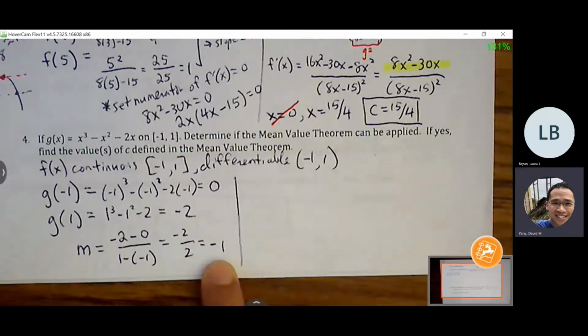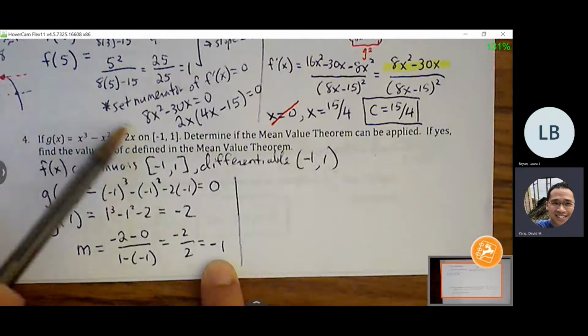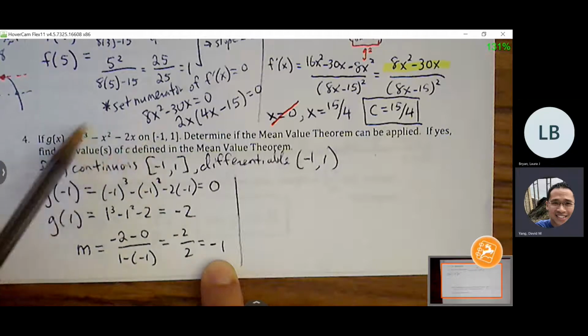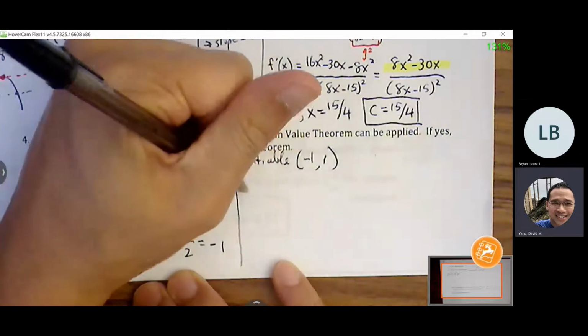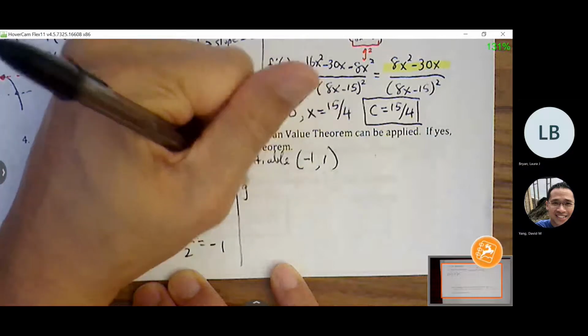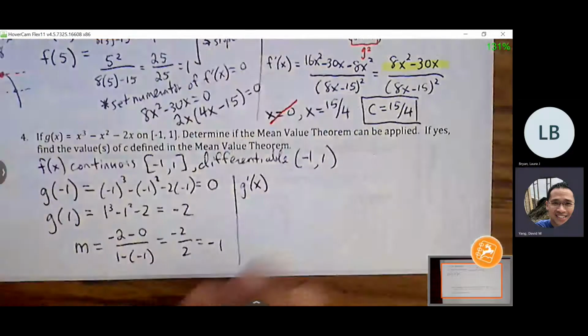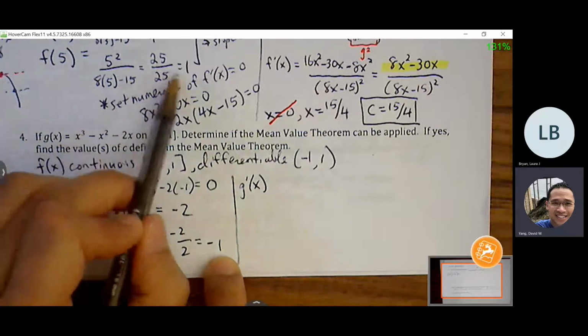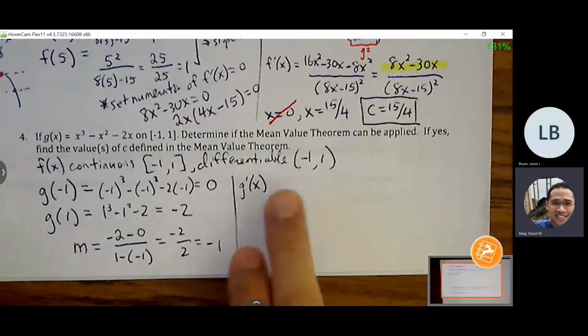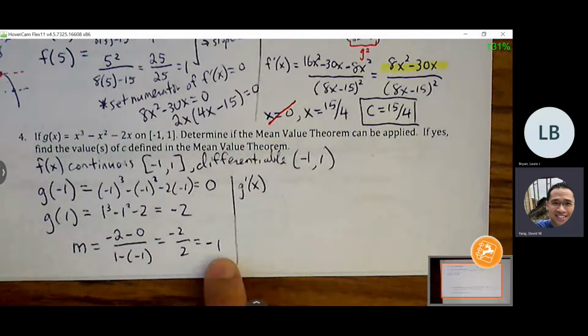Now that we have our slope, we're going to move on to our derivative because we know we're going to set the derivative equal to 0. Sorry, not 0. Set the derivative equal to our slope. Sorry, 0 is for Rolle's theorem. We're always setting the derivative equal to the slope that we've gathered for mean value theorem, which may or may not be 0. In this case, it's not 0.